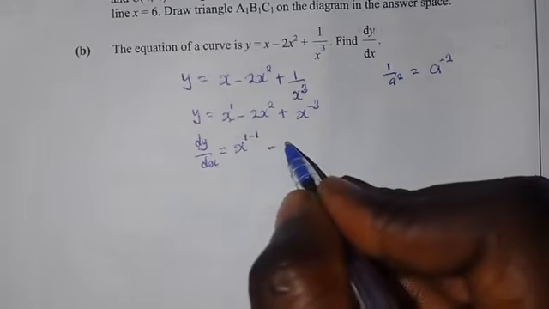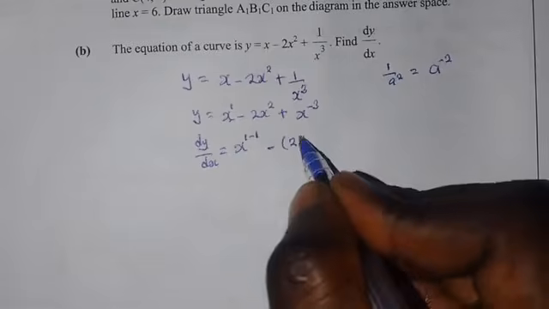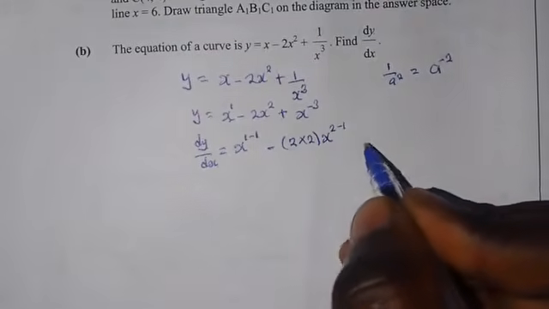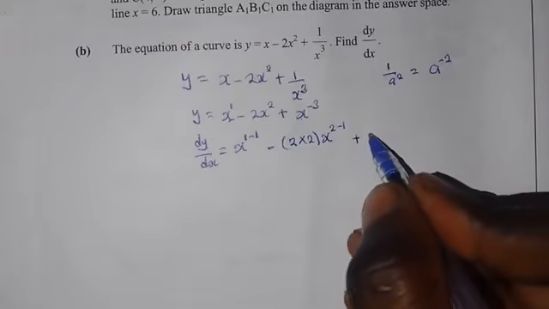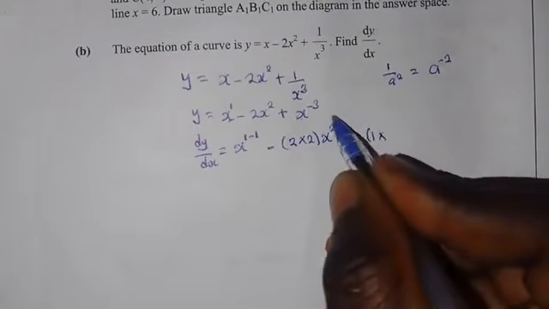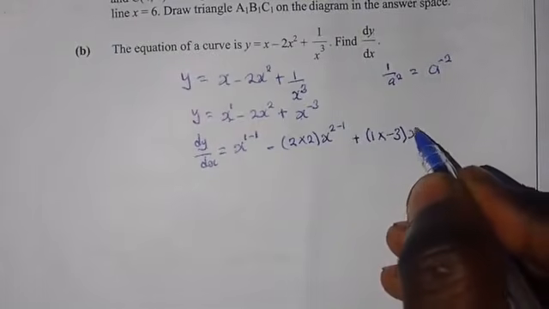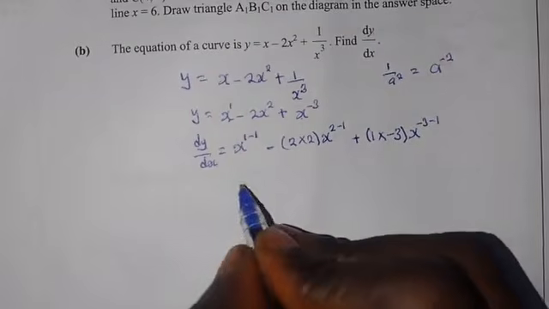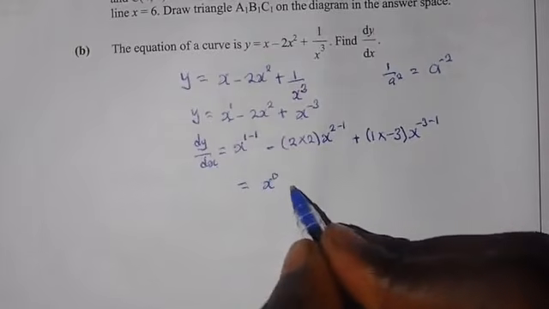Then minus, so here we have a 2. So this 2 will be multiplied with this 2, so 2 times 2. Then we have x power 2 minus 1. Then we can say plus. So the coefficient of this x is 1, which will be 1 times the power, which is negative 3. Then we have x power negative 3 minus 1. So from here we'll get x power 0, because 1 minus 1 is 0.